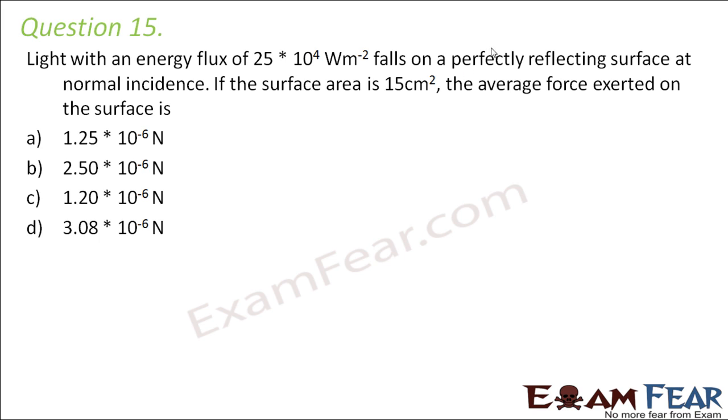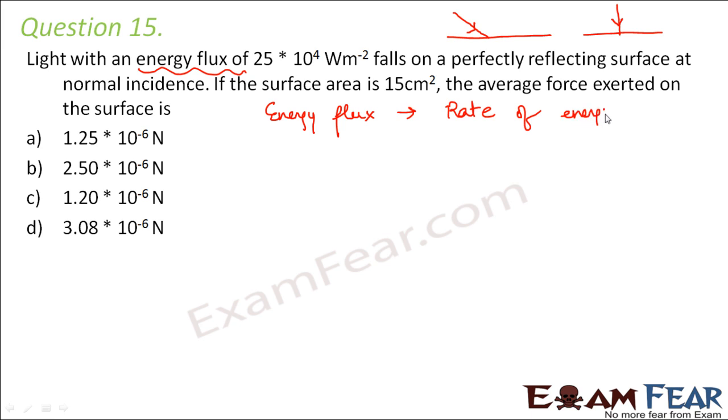Okay, so here we are basically talking about some light which is incident on a surface, right? Now it is not incident in this fashion. So basically the light is incident normally on the surface like this. So we have to find out the average force that is exerted. In this problem, the energy flux is given. And what is energy flux? Energy flux is actually the rate of energy transfer per unit area.